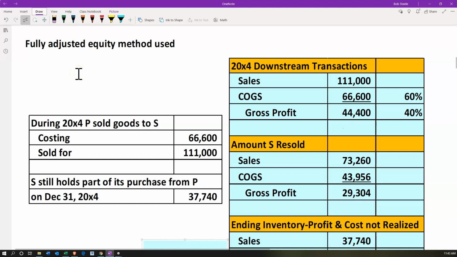We use the fully adjusted equity method. That's what's going to be used by P to account for their investment in S, meaning they're going to account using the equity method we're typically used to, and we'll take a look at this shortly. They'll also be taking into consideration these intercompany sales when they do their equity method. We'll take a look at those journal entries shortly. First, we want to start to consider those intercompany transactions.